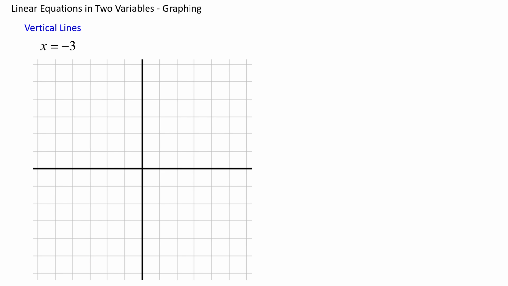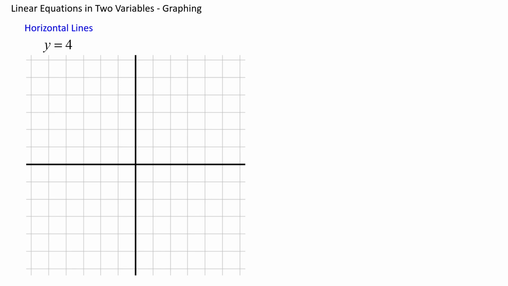You'll notice that this is the x-axis, this is -3 on the x-axis, and that all these points have an x-coordinate of -3. Therefore, you can graph a vertical line through them, and you've just graphed that line.